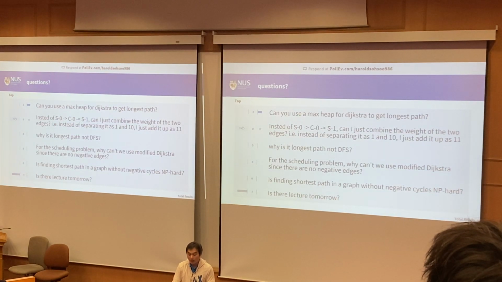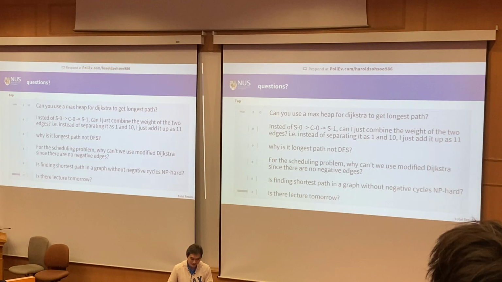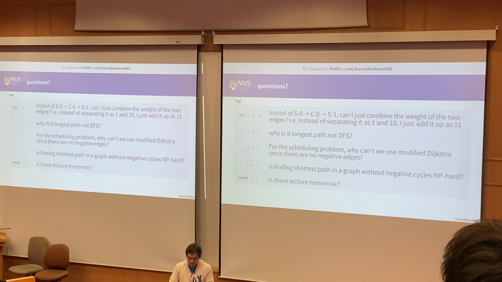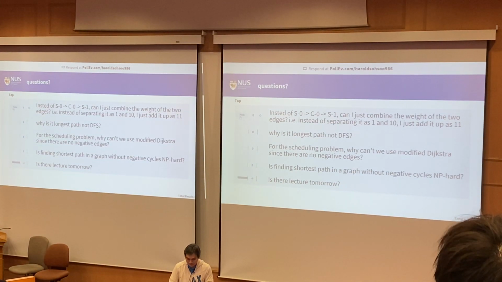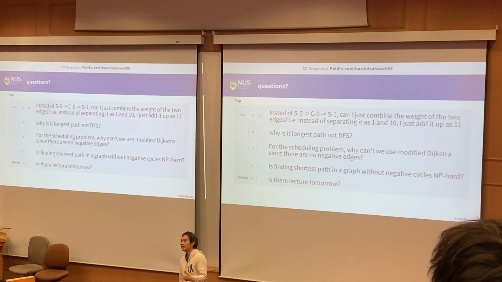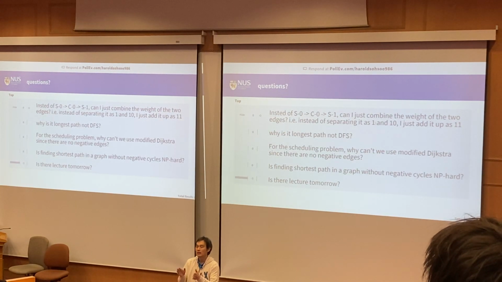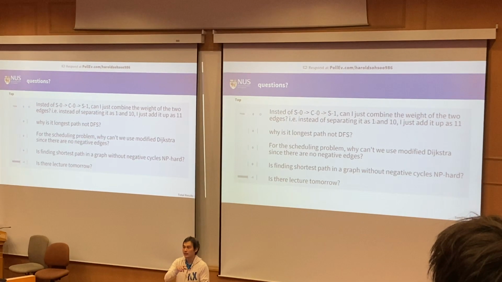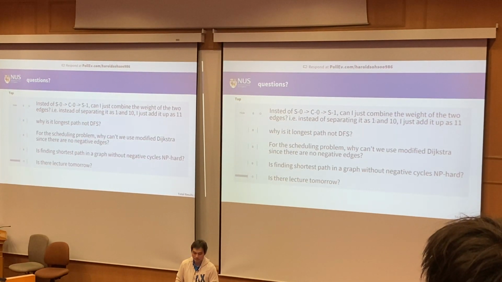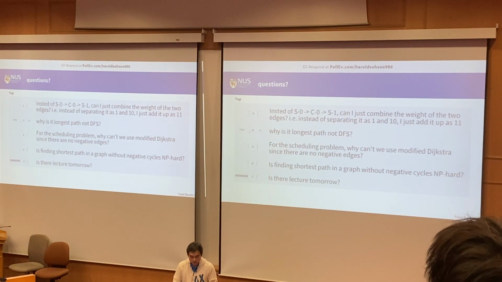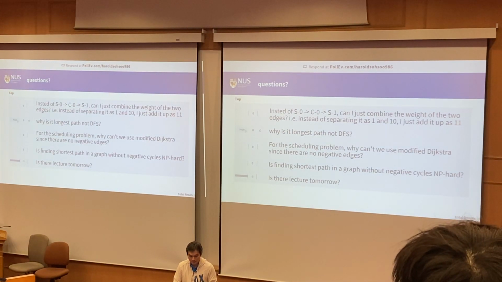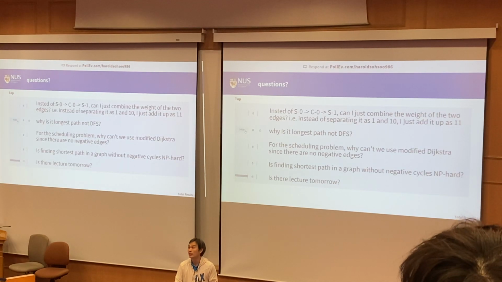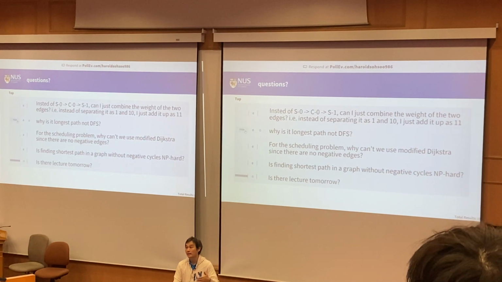Can you use a max for it? Oh yeah, you can also do that. This is more difficult. Why is it more difficult? It's because you can have multiple constraints on the same job. Then you can add it to all the other constraints, which is more difficult. Why is it longest path on DFS? Because in this case it's a weighted problem, right? Each of the edges takes a different amount of time.